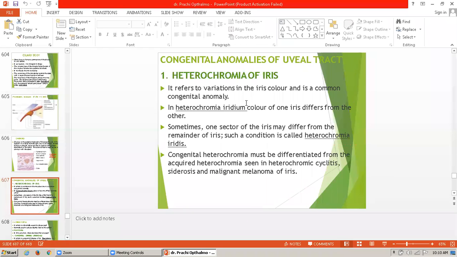Now, congenital anomalies of the uveal tract. The first one is heterochromia of the iris. It refers to variation in iris color and is a common congenital anomaly. In heterochromia, the color of one iris differs from the other. Sometimes one sector of the iris may differ from the remainder of the iris. Such a condition is called heterochromia iridis. Congenital heterochromia must be differentiated from acquired heterochromia seen in heterochromic cyclitis, siderosis, and malignant melanoma of the iris.